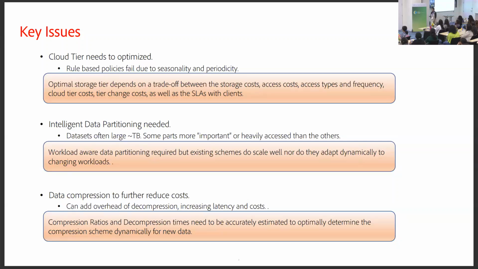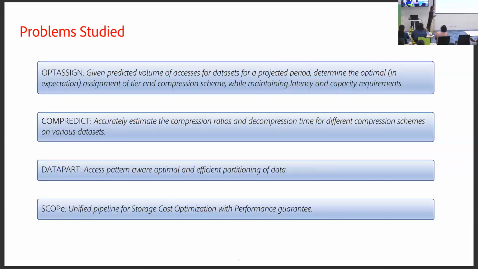Now, you can tell me, why not just compress the data? This will reduce the cost. But you also have to keep in mind that this will add the overhead of decompression, which can increase both the latency as well as your compute cost. So clearly, how do you even know which compression algorithm will perform optimally for which type of data? That brings in another angle of complication.